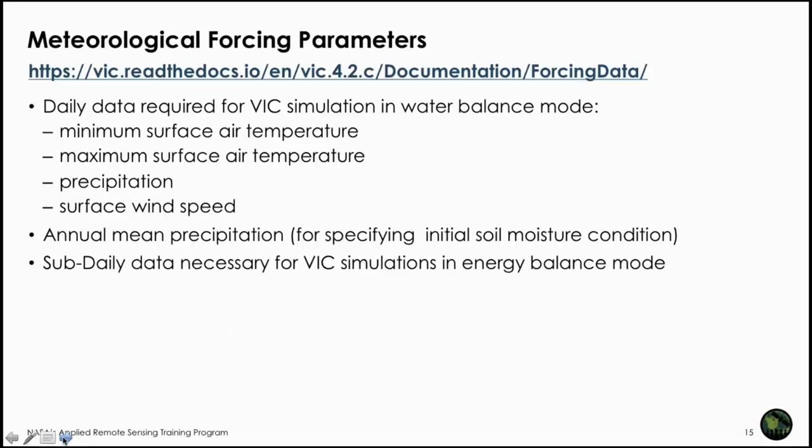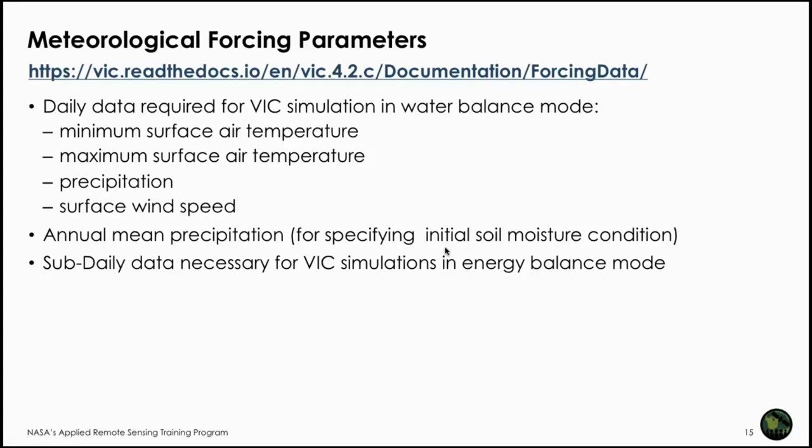Next, we have meteorological forcing parameters. Again, the references or website given here have information about these inputs. This requires daily data because we are going to run this model in water balance mode. We need daily minimum and maximum surface air temperatures, precipitation, and surface wind speed. So these are weather parameters which are very important, and VIC responds to that. We need annual mean precipitation at each grid point, and this is for specifying initial soil moisture condition.